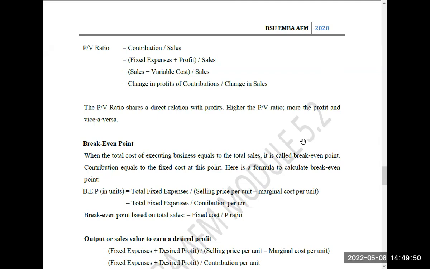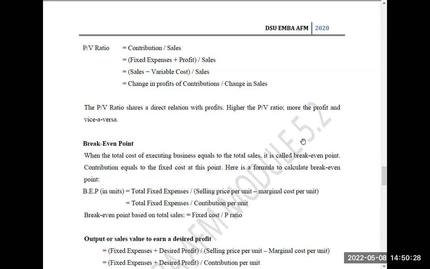Contribution per unit. That's what is written here. Otherwise, break-even point in rupee or in value can be calculated by applying this formula: fixed cost divided by PV ratio. PV ratio means profit volume ratio. That will give you the break-even point in rupees. This will give you in rupees. This will give you in units.